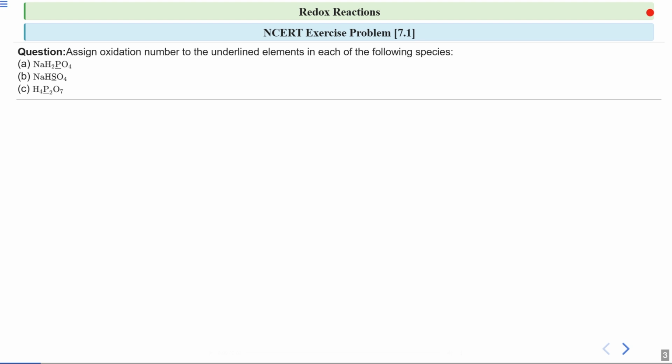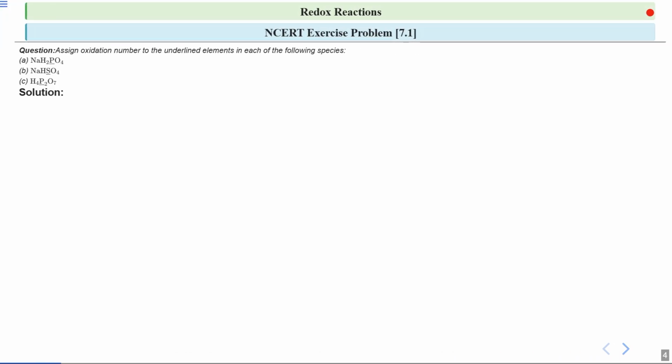Let's start with the first question. You have to assign oxidation number to the underlined elements in each of the following species. You can see 3 species and each of these has one atom underlined. Let's start with the first one.